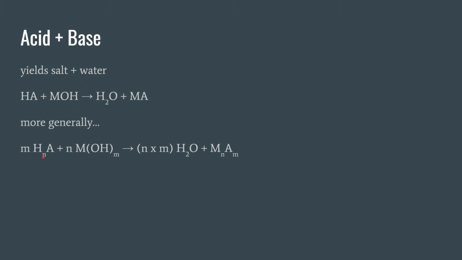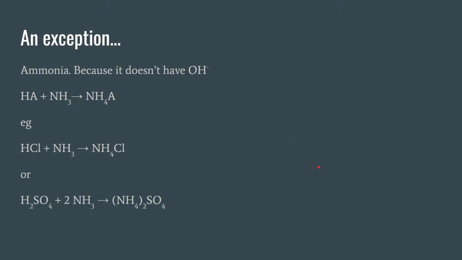Now, you can get multiprotic or polyprotic acids. You can also get multiple hydroxides on your base. So this is more generally how it's written. You're going to have to balance these things. You're going to have to get the appropriate numbers of metals with the appropriate number of your anion, and the appropriate amount of water. But by this point, you should be pretty good both at getting the proper ratio for your salt and for balancing reactions more generally. So hopefully this won't present too much of a challenge for you.